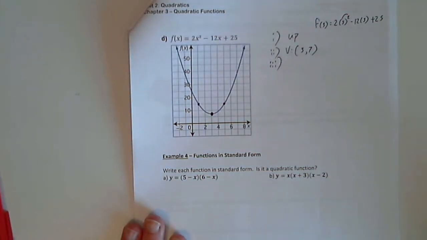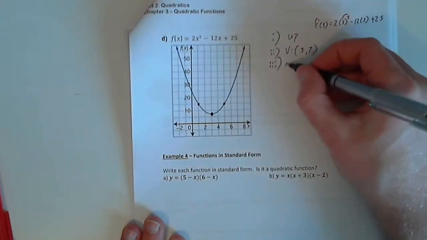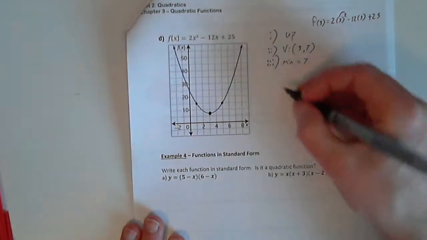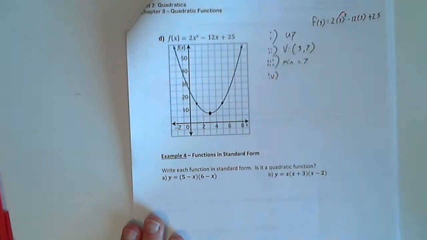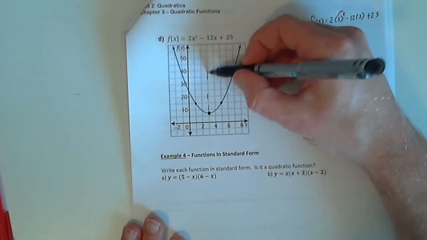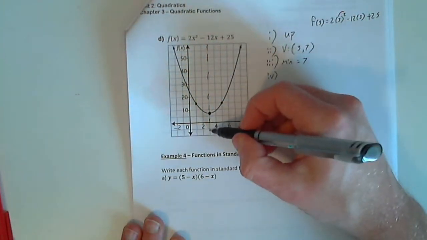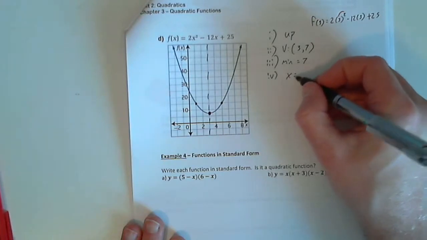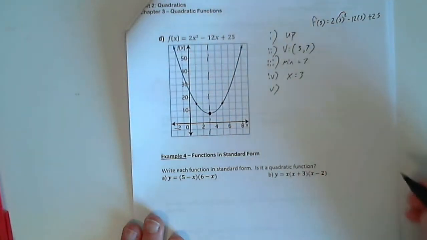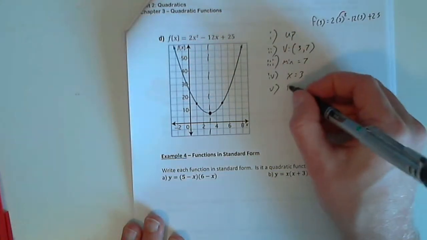What is the maximum or minimum value? So it's a minimum of 7, a minimum y value of 7. Number 4, what is the axis of symmetry? So we have our dotted line, and that is x equals 3, equation of it. So x equals 3. Domain and range, everyone's getting really good at this.